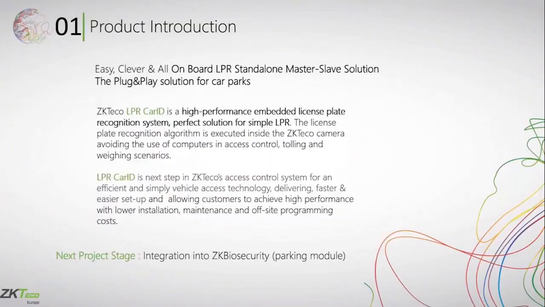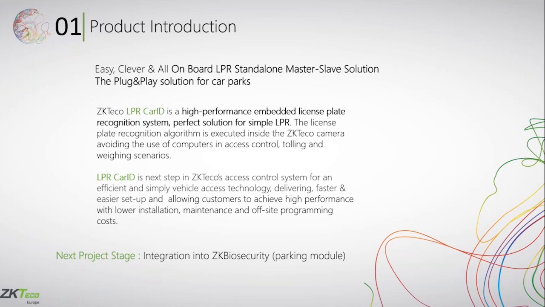So in this slide, I want to show you the definition of this system. This is an easy and clever on-board LPR solution, because as I told you before, this is an embedded solution, so all the intelligence, all the engine, is inside the camera. It's standalone for sure, because you don't need to deploy the solution on a server side. And master slave is the way that the cameras connect. When you have different cameras in an installation, they can connect to each other to share the information. And for sure, this is plug and play. So ZKTeco LPR CarID, this is the way we call this solution.